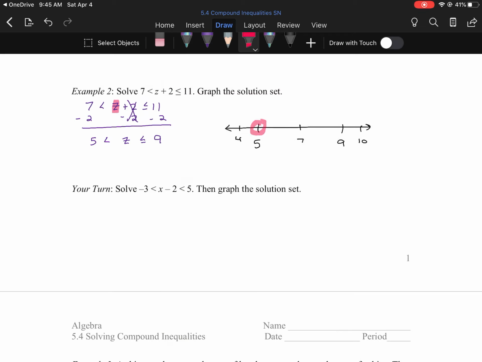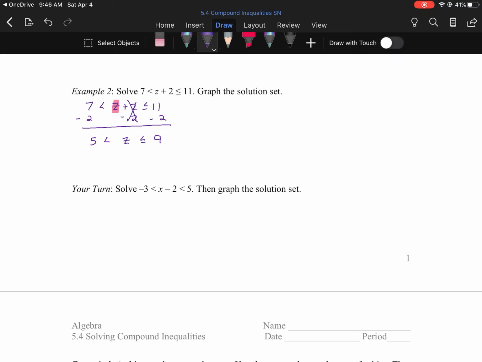That automatically tells me that I'm going to be shading an open circle at 5, a closed circle at 9, but everything in the middle. Okay, so with this, I want to go ahead and say that if you have the inequality symbols less than or equal to, that in our compound, actually, I'm going to hold off on that for a second. Don't want to get ahead of myself.